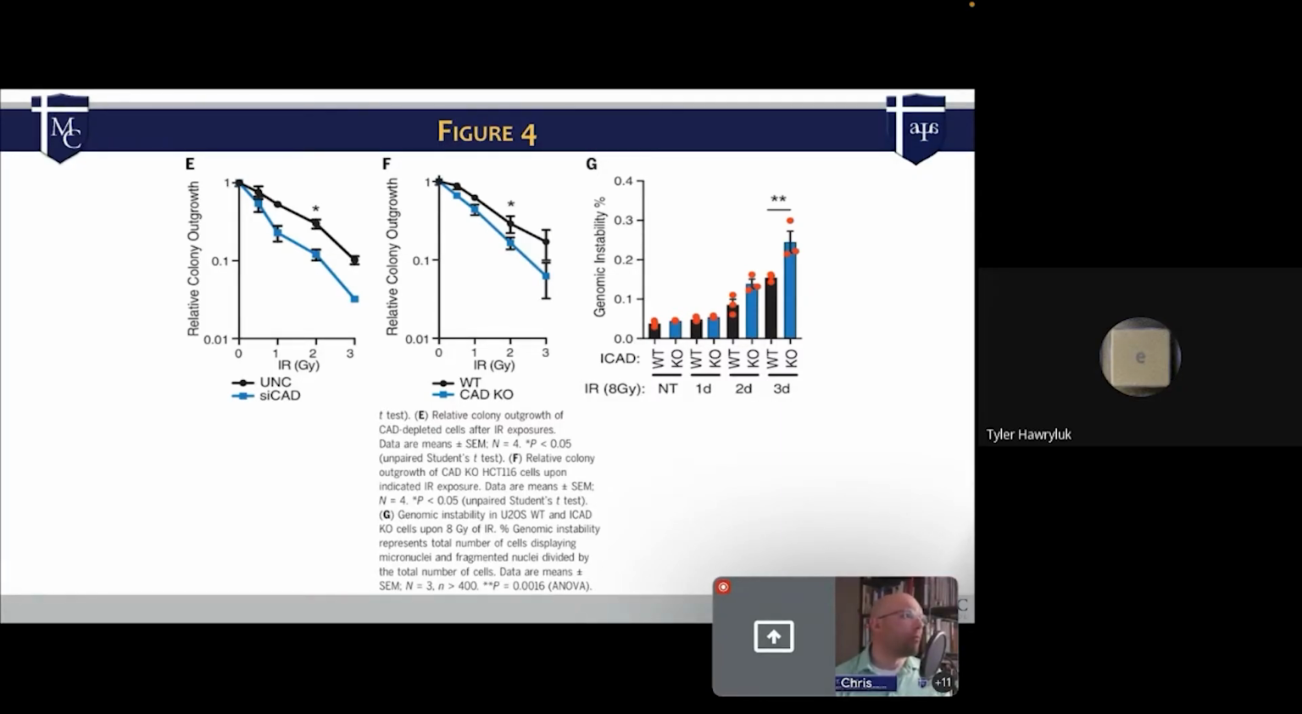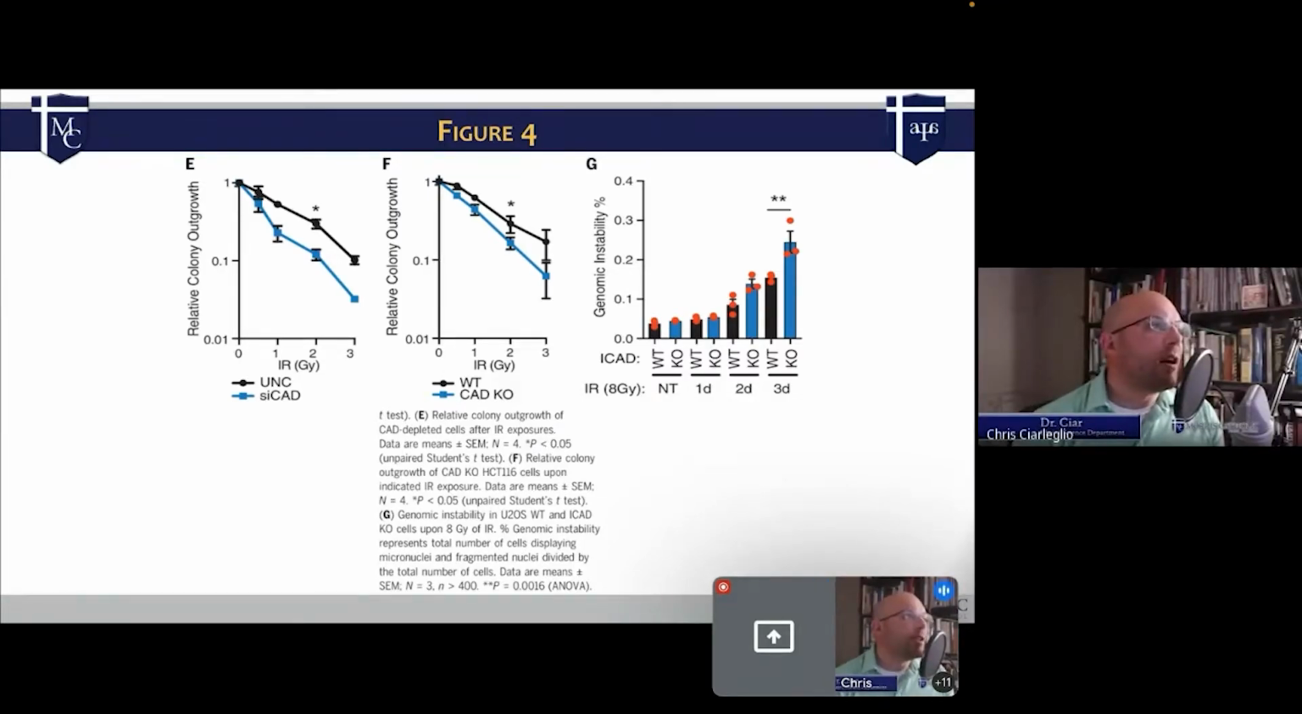F is... do you want me to read the whole thing? Don't read it. What is it actually showing us? What is E showing us? It's right there. So we're still looking at the same cells. We're looking at colon cancer cells from some guy, right? Those HCT 116 cells. So that's what they're calling a colony. So what's the blue line showing us in E?